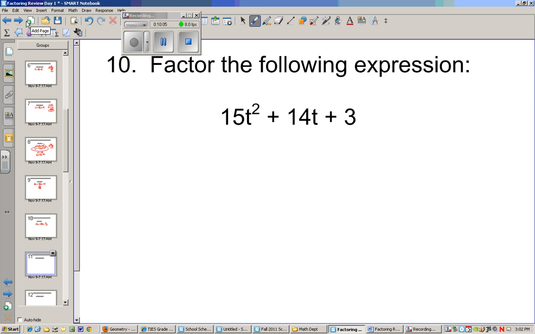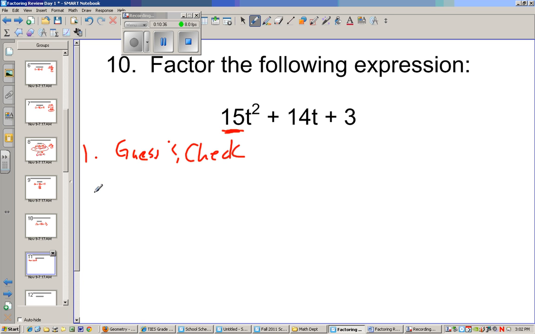All right, now we get into problems that are a little bit more difficult. So what makes these difficult is there is a number in front of our t squared. There's a 15 there. 15t squared plus 14t plus 3. Now I'm going to show you two different methods for solving this. The first method is just guess and check. Some people love this method and some people hate it.